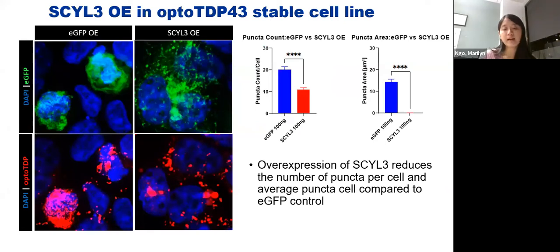Conversely, when we overexpressed either an empty GFP vector or a SCYL3 GFP construct in our opto-TDP43 line, we saw that there was a reduction in puncta count per cell and a decrease in the puncta size when SCYL3 is overexpressed compared to the empty GFP vector.